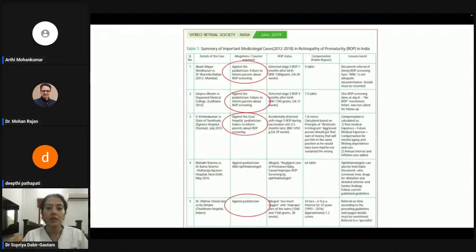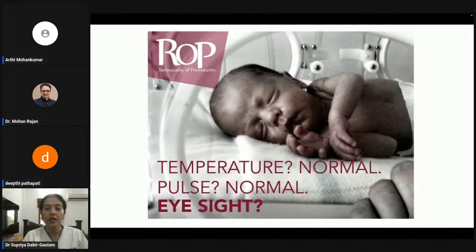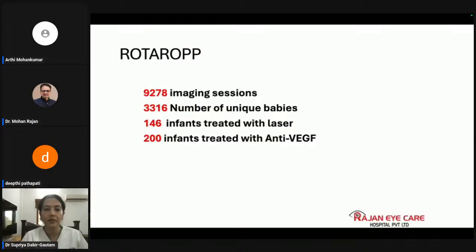It is not just the pediatricians but also the ophthalmologists, and there are a lot of medico-legal cases which can cause complications. So it is our duty, both the pediatricians and the ophthalmologists, the retina specialists, to make sure that it's not just the temperature and pulse, but also the eyesight of these babies that we can save.